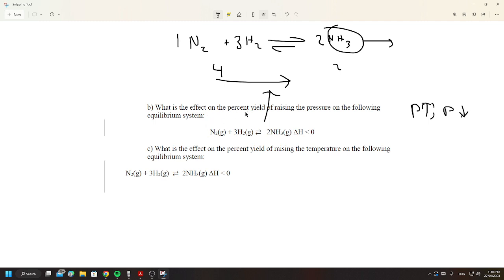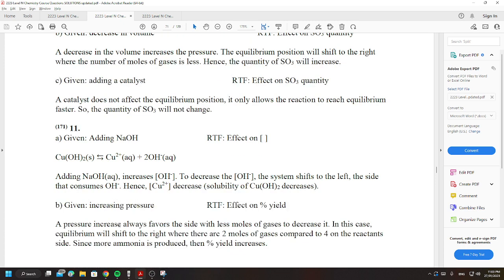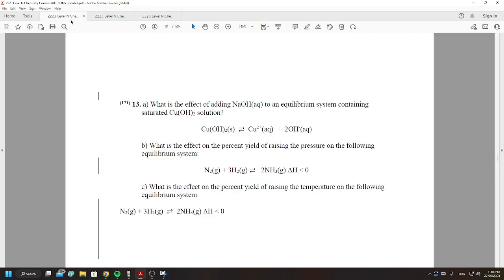And they ask us what is the effect on the percent yield. Percent yield is basically how much we got of the product from this reaction. So the percent yield was increased because more of the product was made, because the forward reaction was favored. So let's have a look at the answer. Since more ammonia is produced, percentage yield increases. Wow, I got a question right the first time.